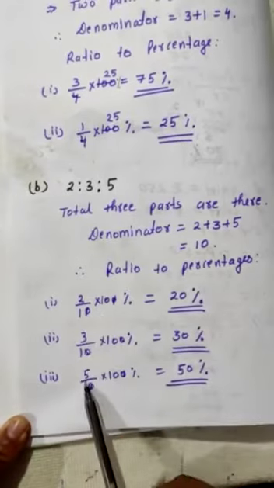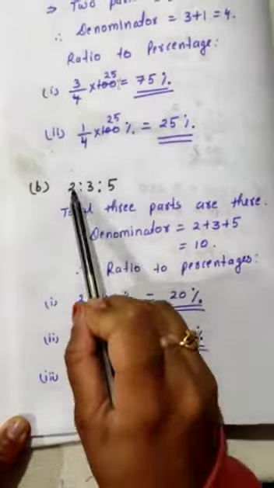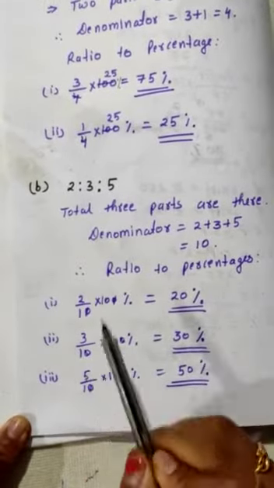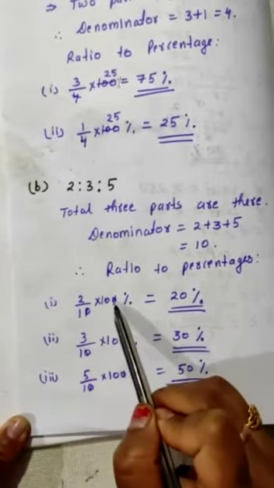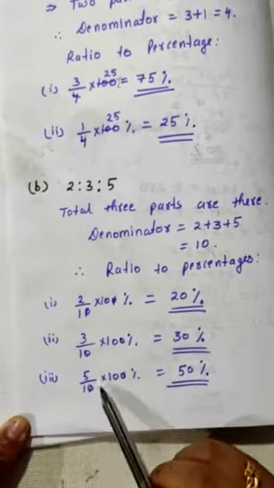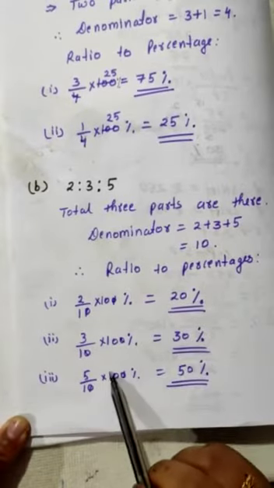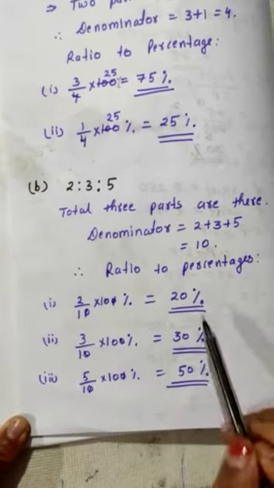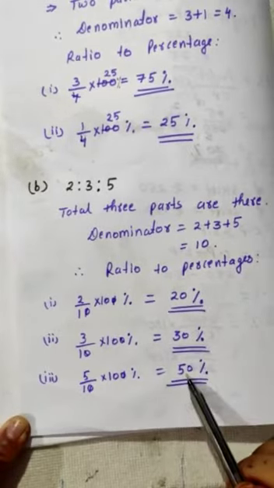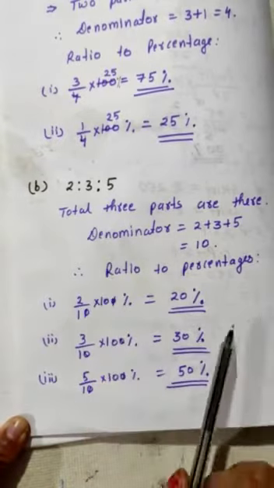Now each of the three parts I have converted. What you have to remember is that in the numerator, the numbers of each part will come. You can see 2, 3 and 5, and the denominator of all will be 10 only. So 10, 10, 10 and into 100%. Then the zeros cancel. So 2 tens are 20%, 3 tens are 30% and 5 tens are 50%. Here also you can cross check: add all three. 20 plus 30 plus 50 will give you 100%. That means your answer is correct. This way you have to convert each part of the ratio into percent.